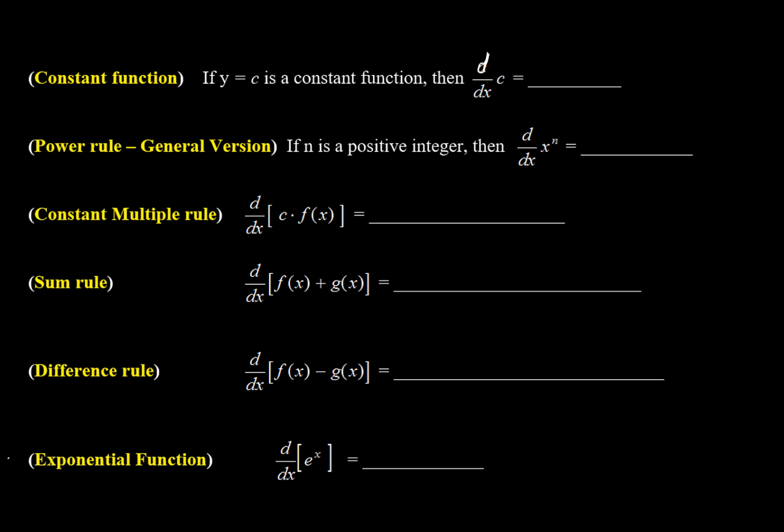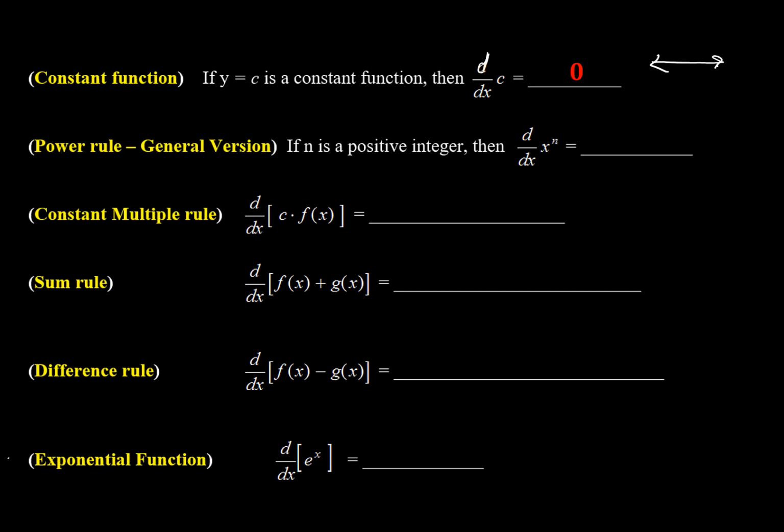Our first rule is about the constant function. If you've got y equals c as a constant function, then the derivative of that constant is 0. That makes sense, right? Think about the derivative as the slope of the tangent. How steep is a constant function? Yeah, a constant function looks like that. It has 0 steepness. So the derivative of a constant is 0.